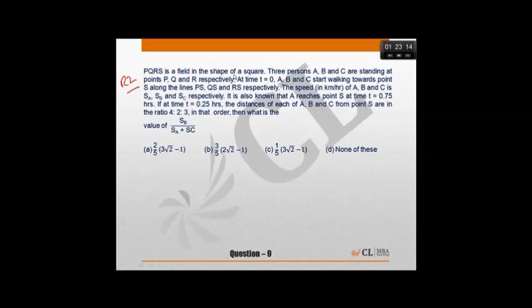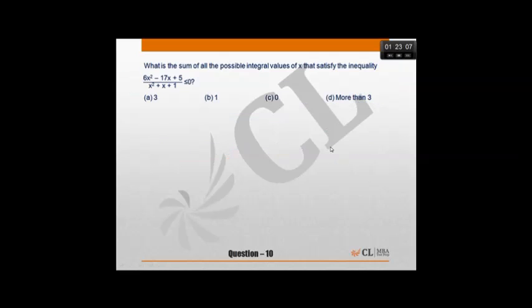Round 2. Shape of square, difficult looking numbers. We'll come back and do it in round 2. Also, there's none of these. What is the sum of all possible integral values? Sum of possible integral values, or number of integral solutions, usually a round 2 question for me. Please find the number of elements.